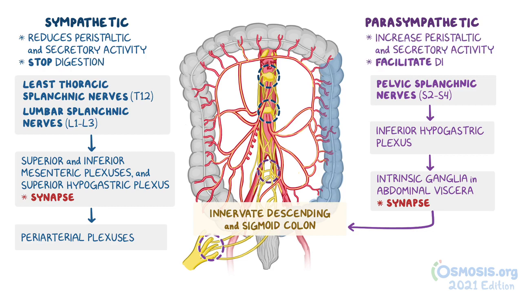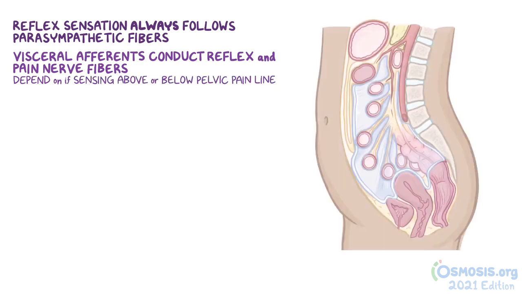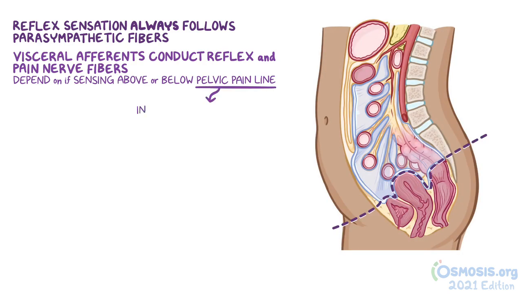And last, there are the autonomic visceral afferent fibers, which conduct reflex and pain sensations for the large intestine. Reflex sensation always follows parasympathetic fibers. However, the visceral afferents for pain nerve fibers can differ depending on if they are sensing above or below the pelvic pain line. This pelvic pain line represents the inferior limit of the peritoneum that extends into the pelvic cavity, and abdominopelvic organs can be either superior or inferior to this line.